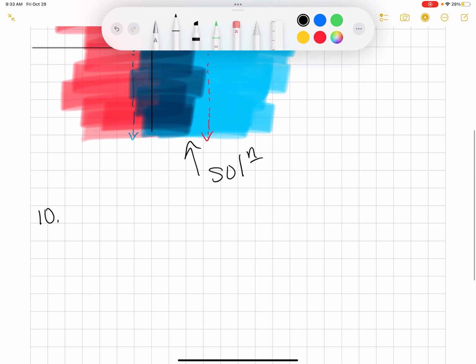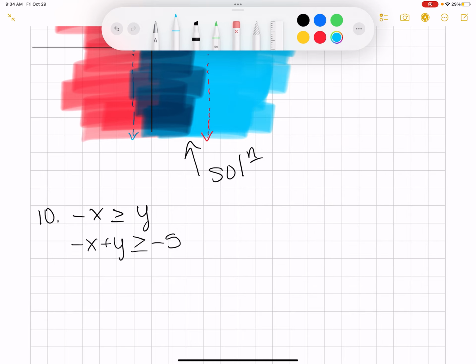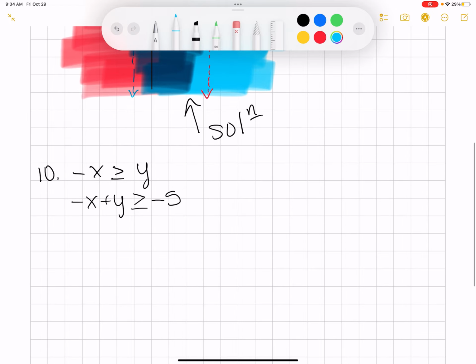All right, 10. Negative x is greater than or equal to y, and negative x plus y is greater than or equal to negative 5. It's a solid line, so they are going to both be solid. We need to rewrite them in y equals mx plus b form. So the top one, I'm just going to flip it. So y is less than or equal to negative x. And then the bottom one, I just need to add the x to the right side. So y is greater than or equal to positive x minus 5.